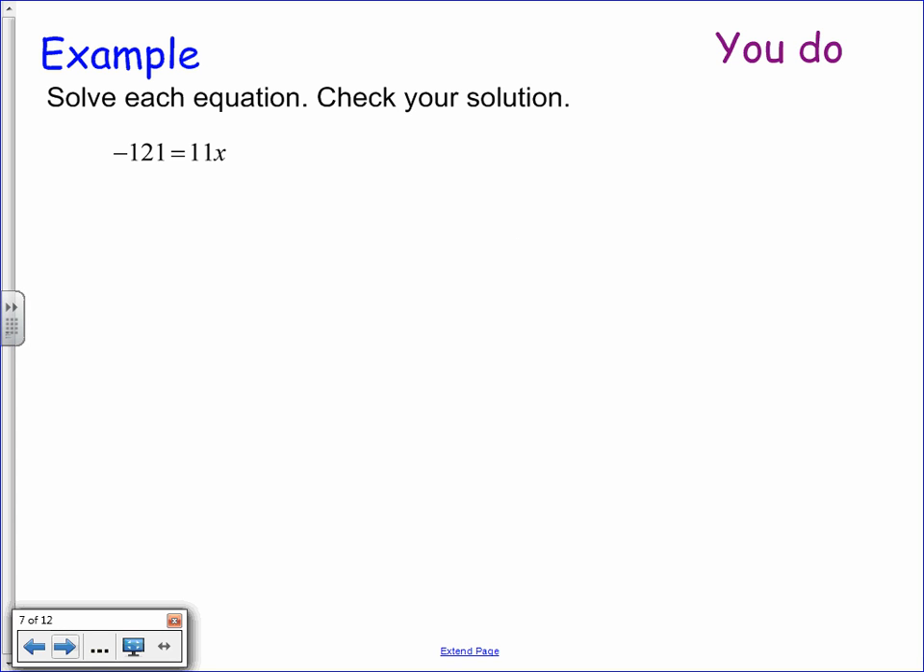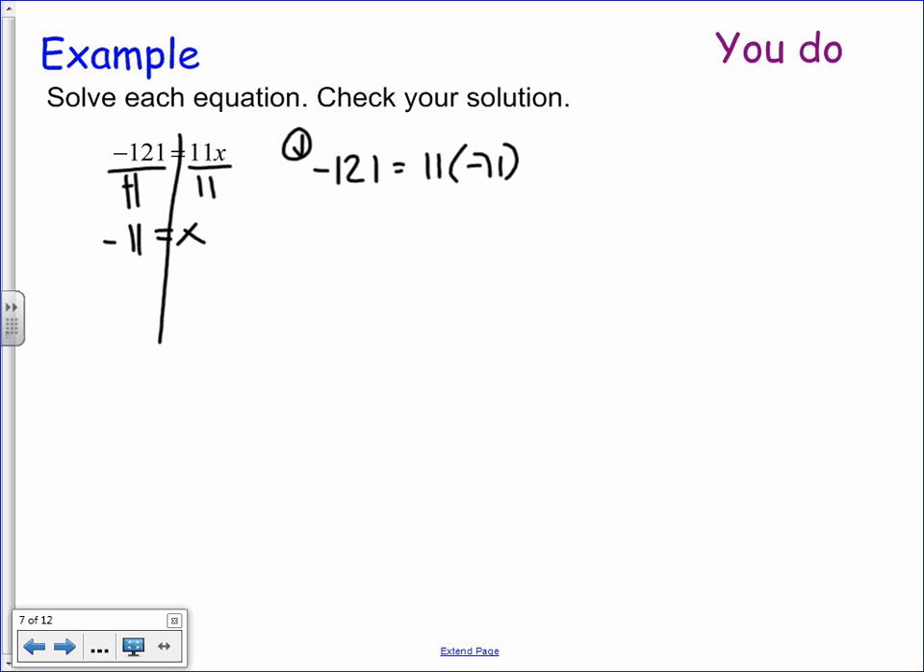Okay, here's another you do. Try this, replay me when you're ready for the answer. All right, we divide by 11 on both sides. And we get -11 equals X. We plug in: -121 equals 11 times -11. -121 equals -121, which checks out.